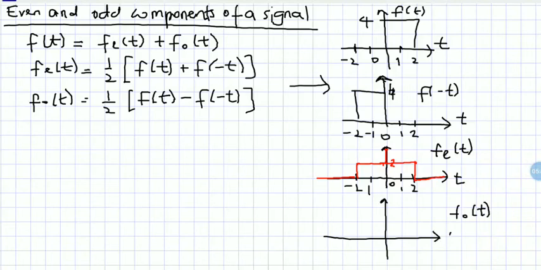we need to subtract. You see here, f(t) minus f(-t). So we need to take that minus that. So again, we go from left to right. Okay, we go from left to right. 0 and 0. So for 0 and 0, we have 0. Then at this point, just at this point, we have 0.